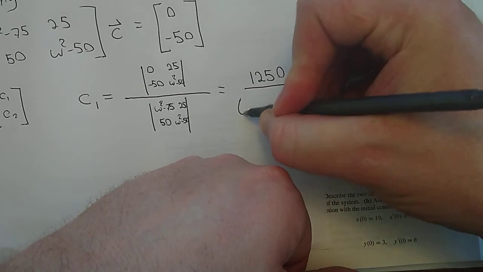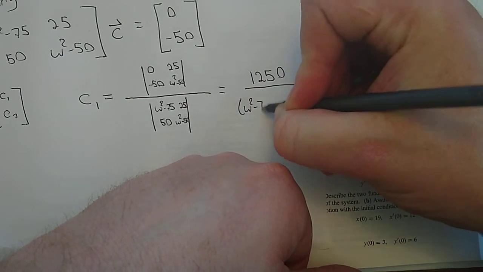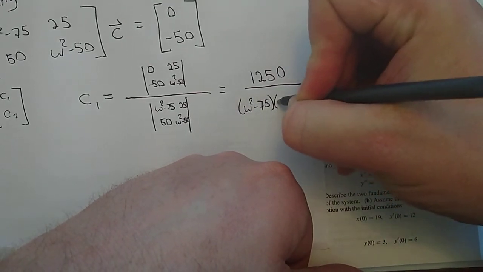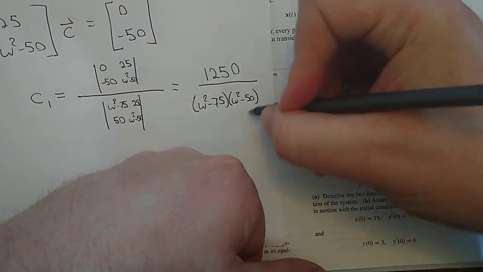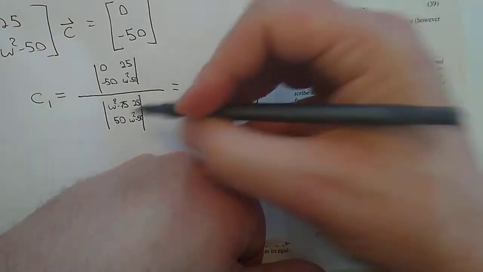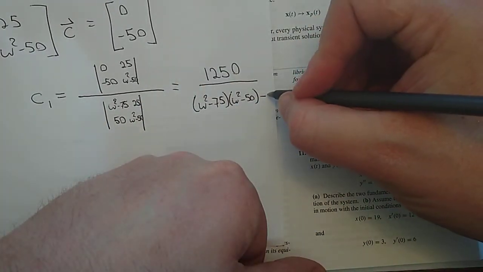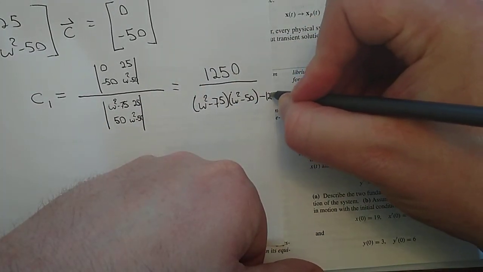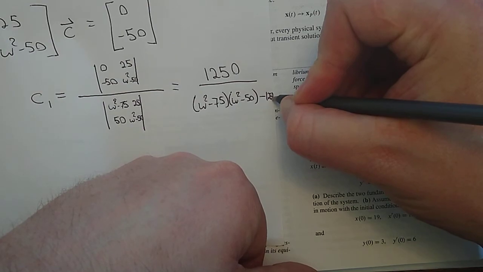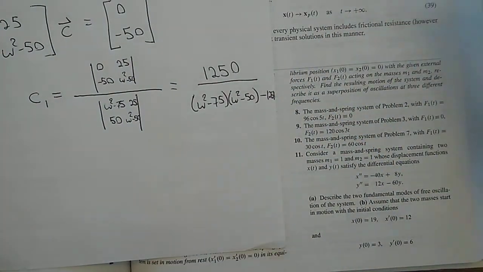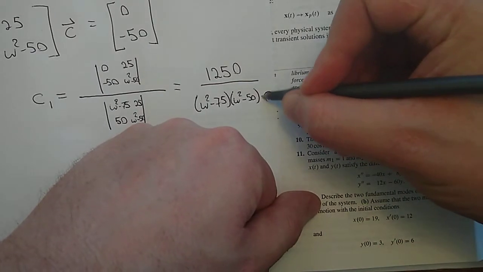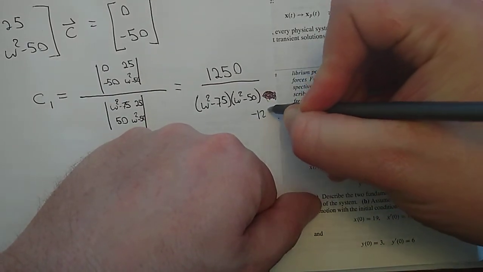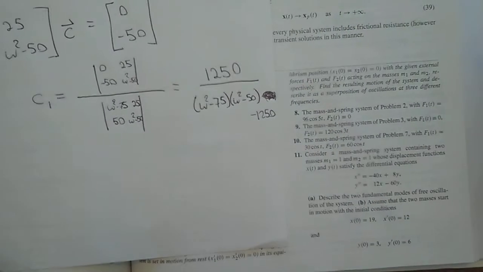I got omega squared minus 75, omega squared minus 50, minus 50 times 25, which is 1250. Yeah, really going to need to work on not writing so far to the edge of the paper. Yeah, that looks terrible. Sorry. Okay, little bit better.